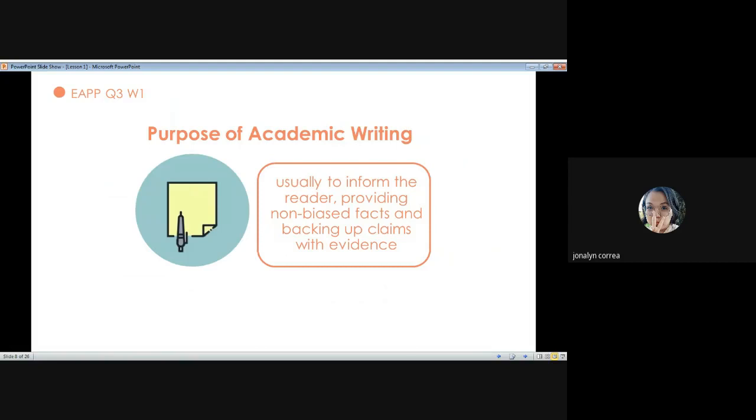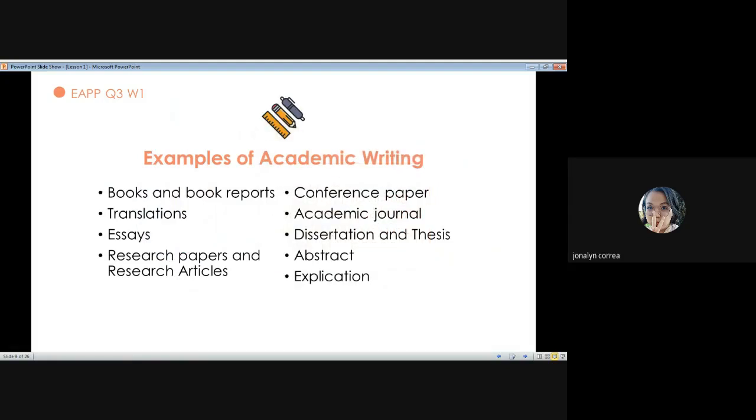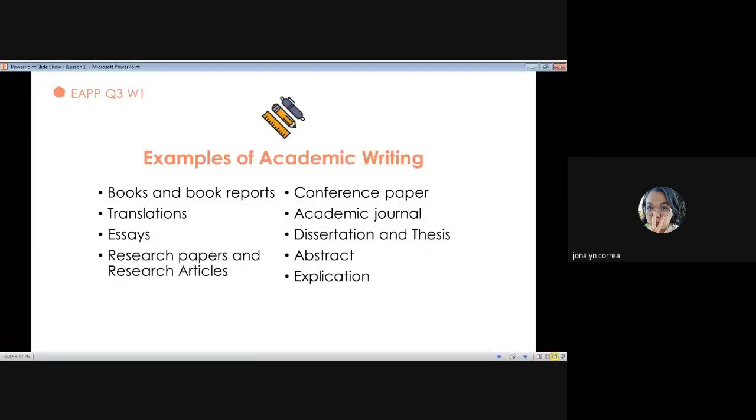So again, I'm asking you, do you know now some examples of academic texts? So here are they. Academic texts or academic writings. So here are some examples. First are the books or the textbooks that we have, and the book reports. So book reports, these are reports done with a specific topics.